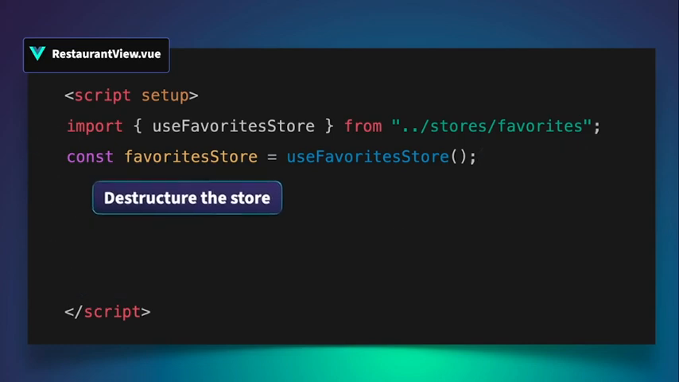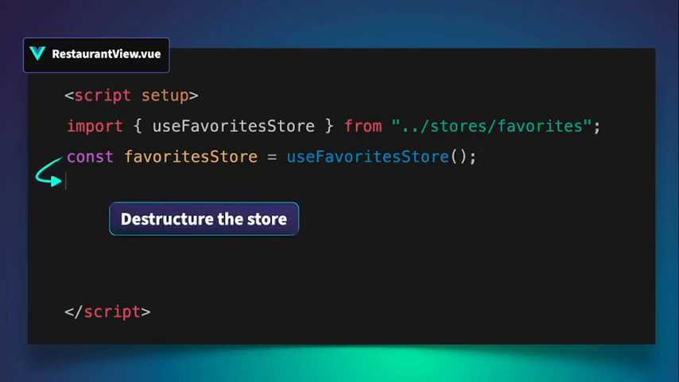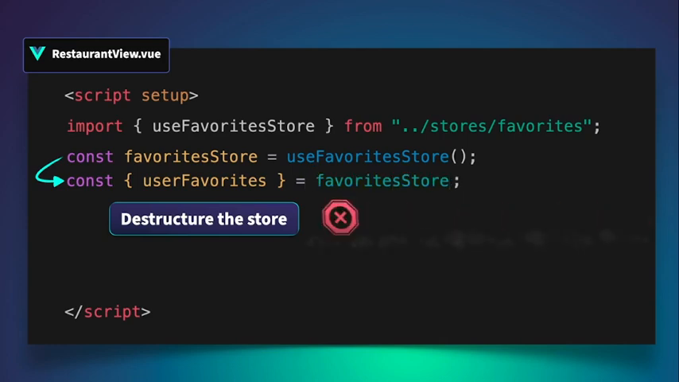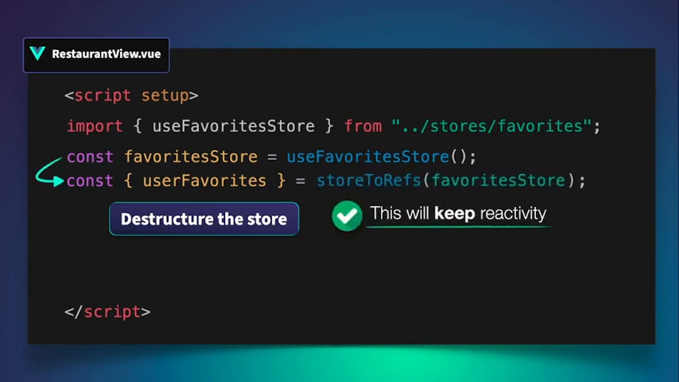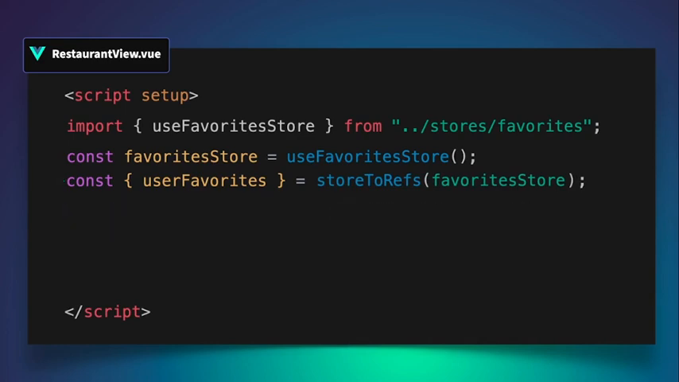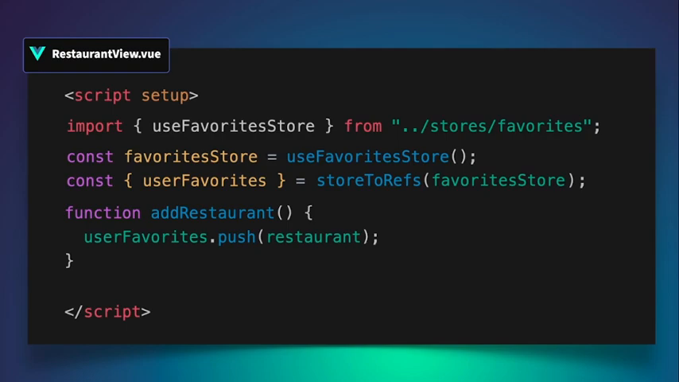But we have to be careful how we do this. Our first instinct might be to do something like this. But this will break the reactivity. This might seem familiar, because in Vue 3 we can't destructure props unless we use a helper method called toRefs. And in Pinia, we can't destructure state properties unless we use a Pinia helper method called storeToRefs. This will keep the reactivity intact. And this is how it would look to push new data onto that destructured state.